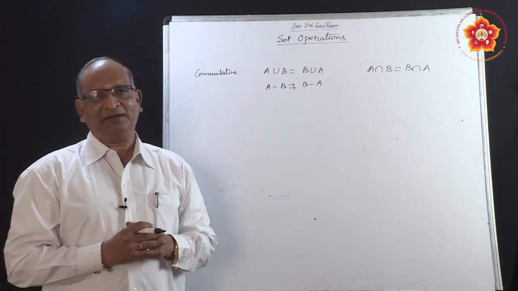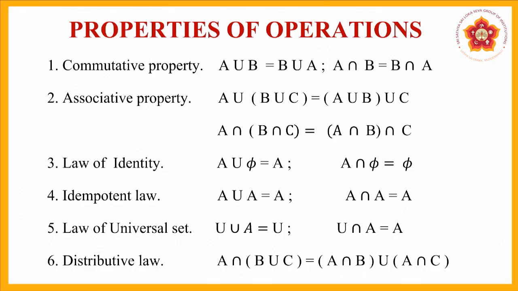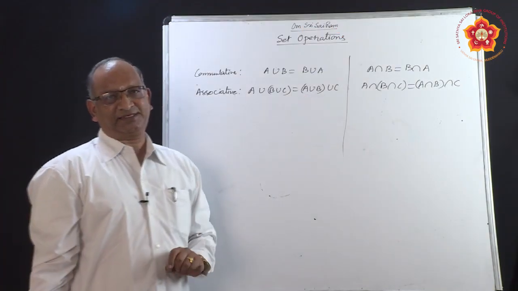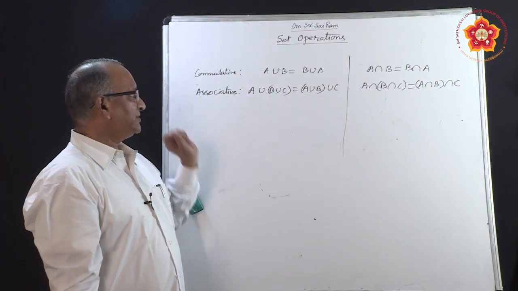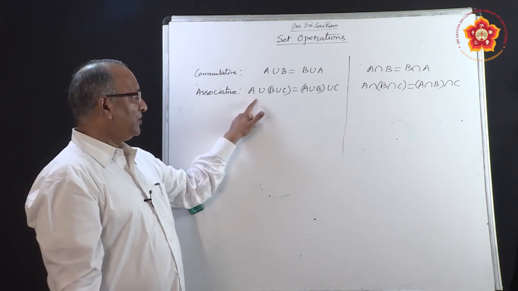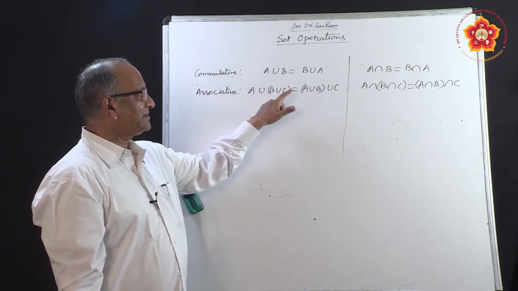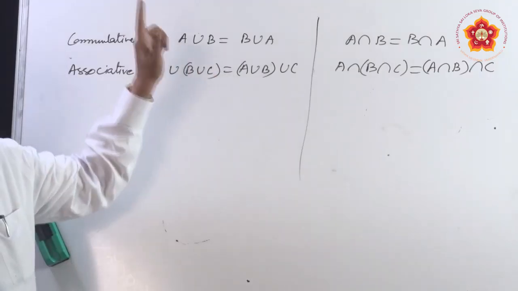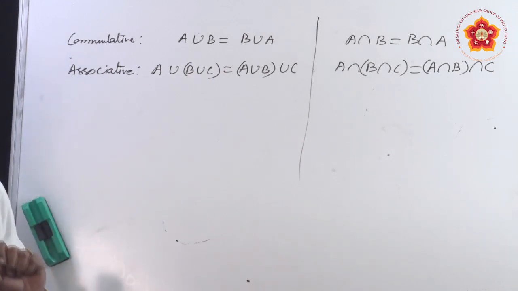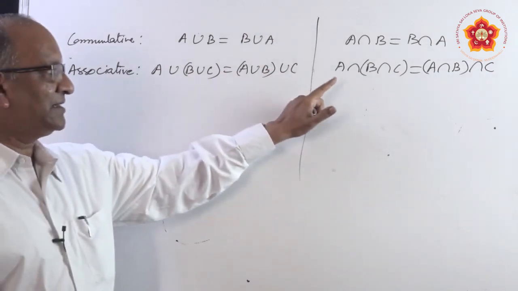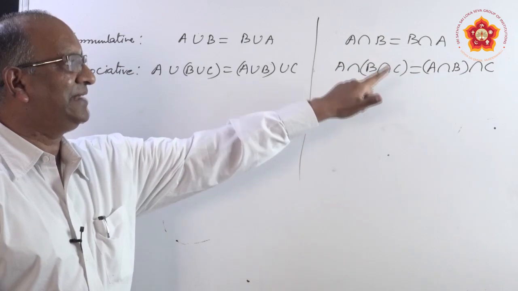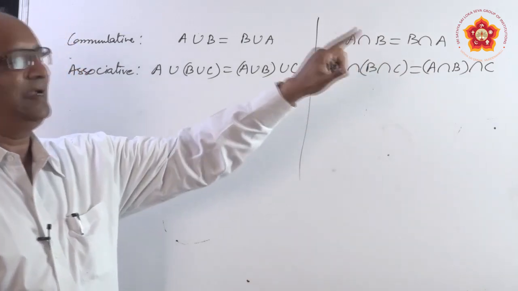What is the second one? The second one is associativity, and associativity is always for three sets. So, if there are three sets, the associative law says (A union B) union C is the same as A union (B union C). Similarly, for intersection, (A intersection B) intersection C is the same as A intersection (B intersection C).